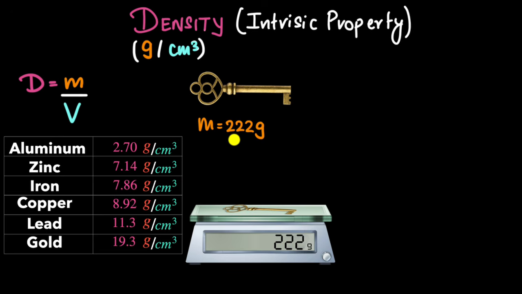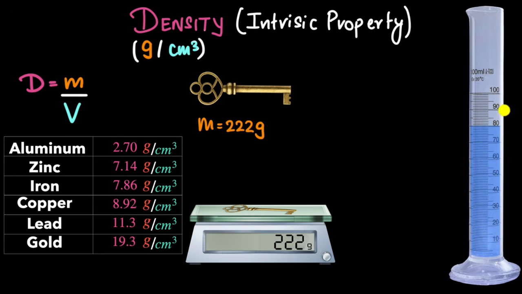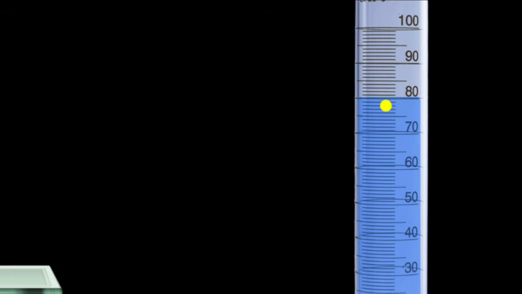But now the big question is, how do we figure out its volume? It has an irregular shape. So how do we do that? A cool way to do this is by using the water displacement method. So what you do is you take some amount of water in a graduated cylinder and note its initial volume. If we zoom in, we have filled the cylinder to precisely 80 ml.